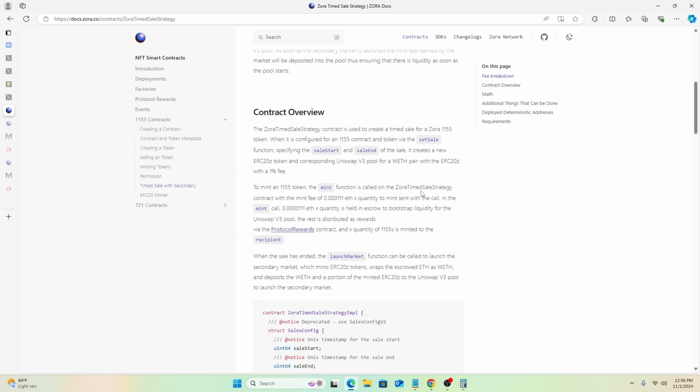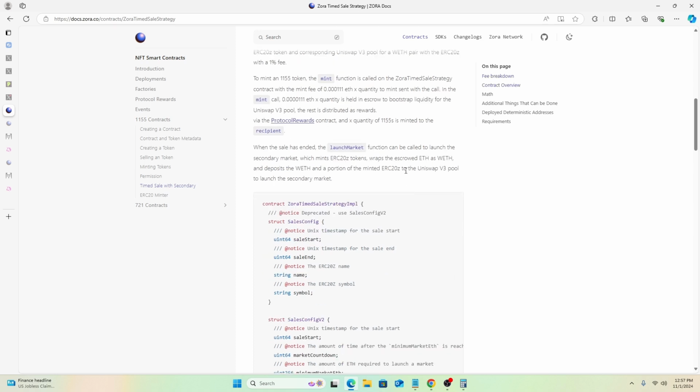Okay, so the function is called on the Zora timed sale strategy contract with the mint fee of 0 ETH times quantity to mint sent with the call. In the mint call, ETH times quantity is held in escrow to bootstrap liquidity. The rest is distributed as protocol rewards. Based on this, I would think that the expectation is that upon launch on the DEX, the valuation starts at lower than 30 cents.